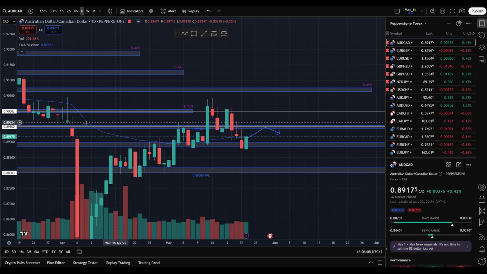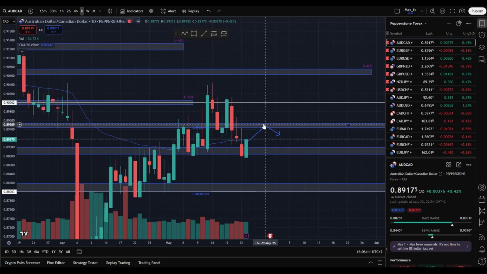Notice that the potential retest of this double top neckline here would also make it look like a head and shoulders pattern. And as you know, a head and shoulders pattern is considered a reversal pattern. So that means the bearish price action would even be more confirmed.